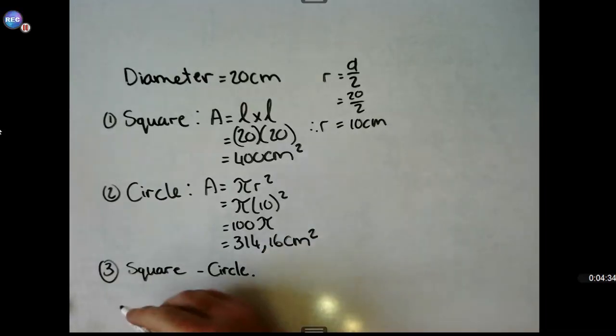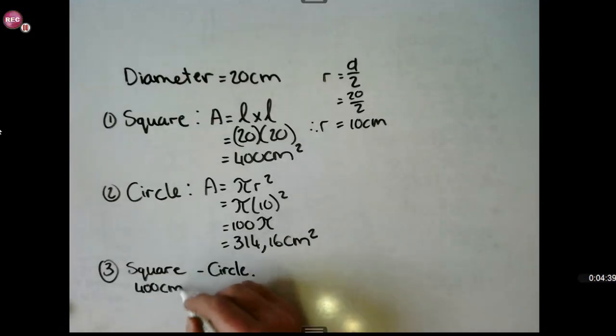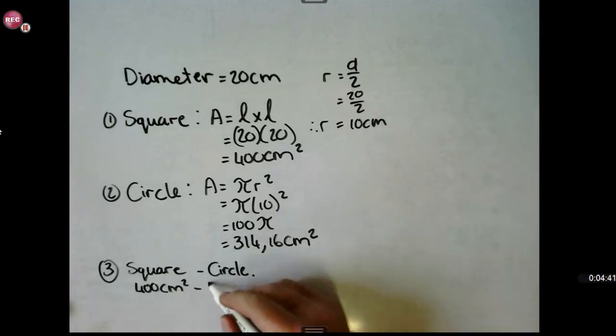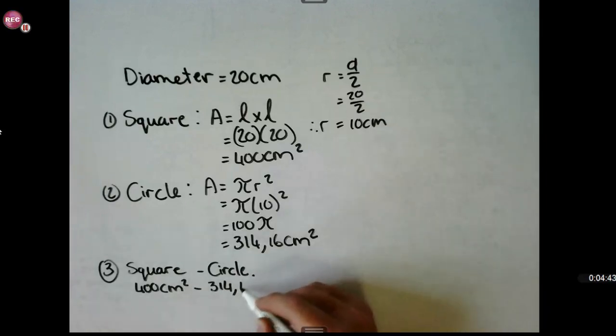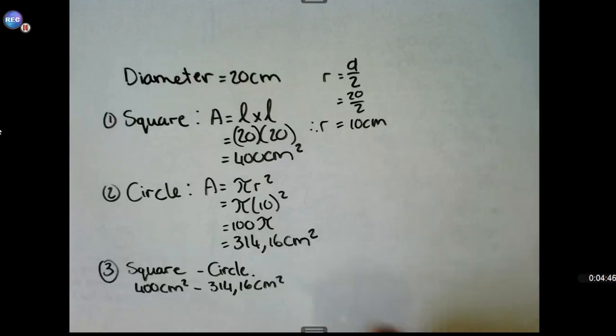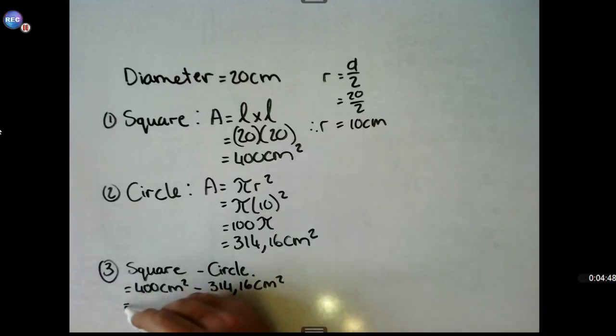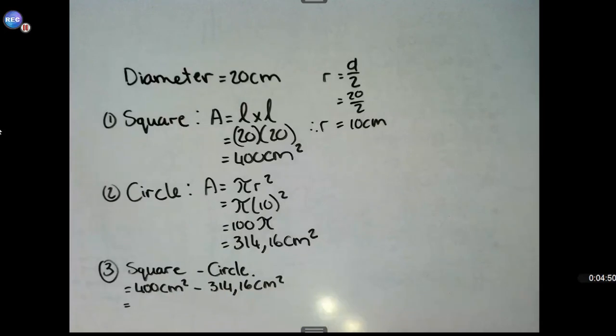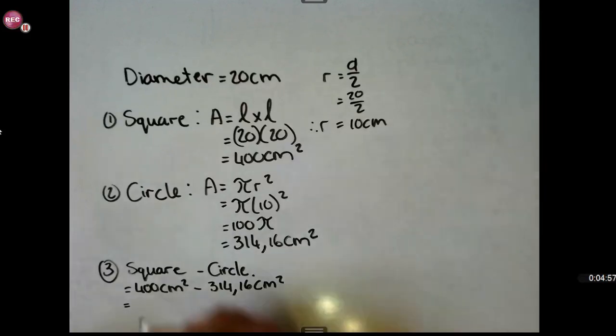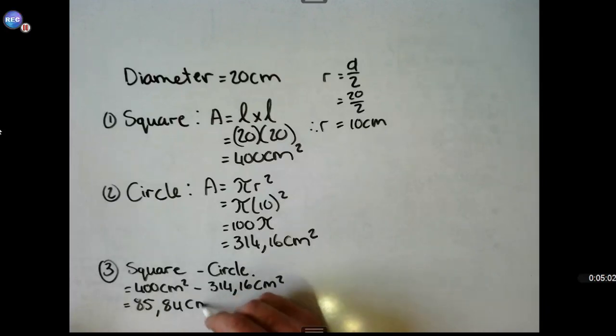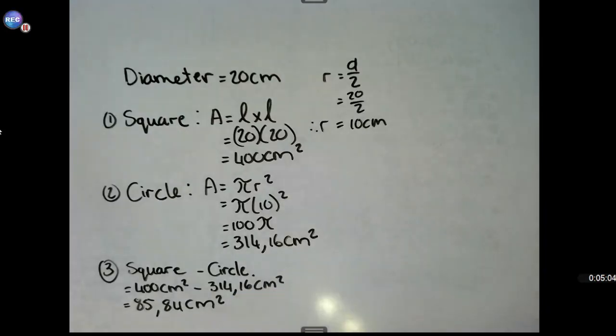Okay, so therefore we will then have 400 centimeters squared minus the 314,16 centimeters squared, and that will then give you a total of, so 400 minus 314,16 will give you a total of 85,84 centimeters squared. Now, some of you will say that you do not know which one to subtract from which one.